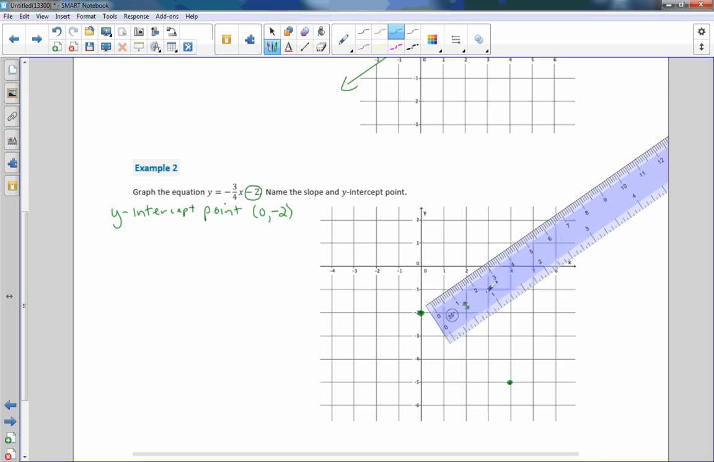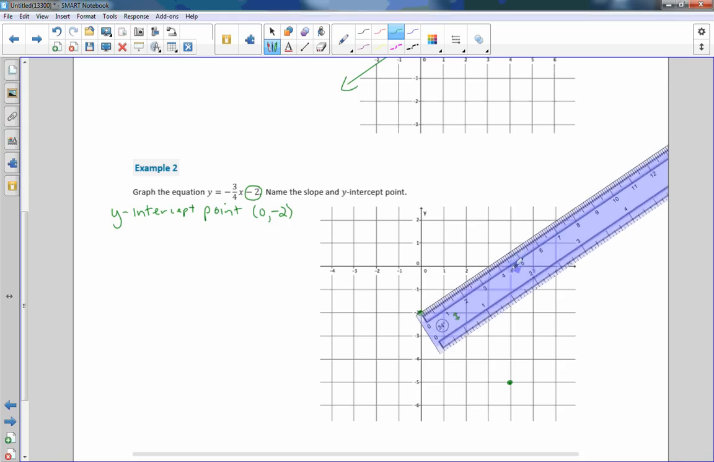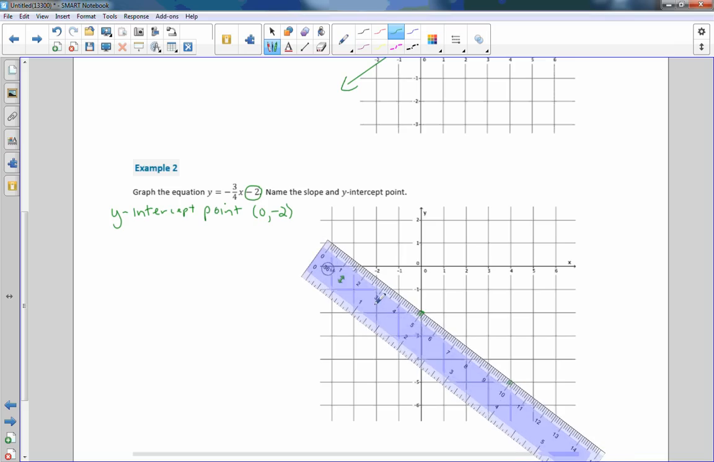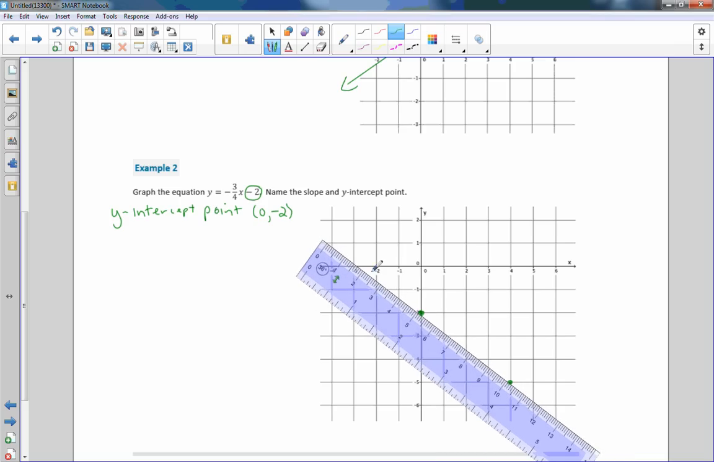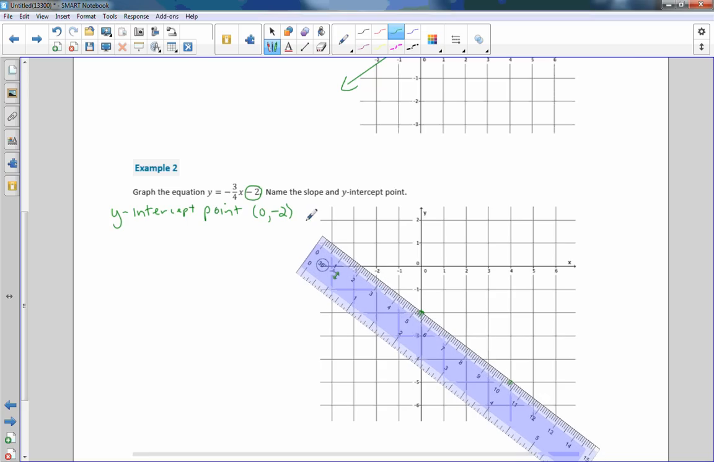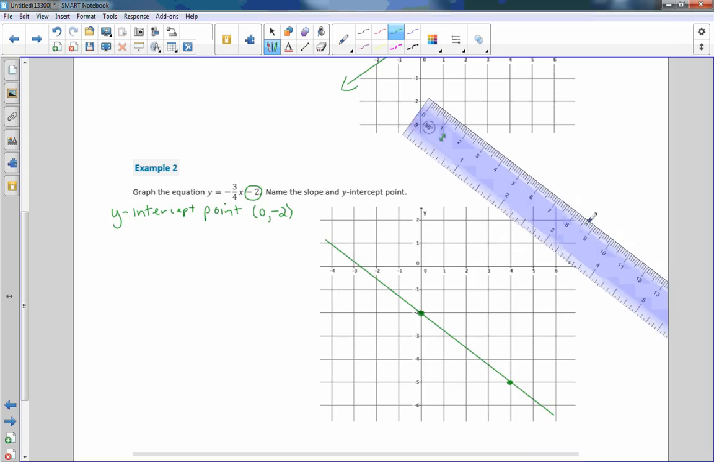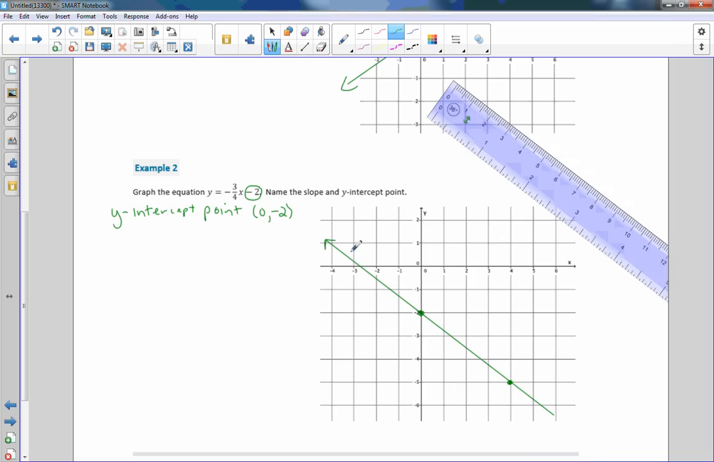And I bring my ruler over, rotate it around, trying to get this as accurate as possible. That looks pretty good right there. Okay, so I draw the line through those 2 points. I put arrows at each end, and that is a line with a slope of, now notice what's going on here. That's a distance of 3, and this is a distance of 4.